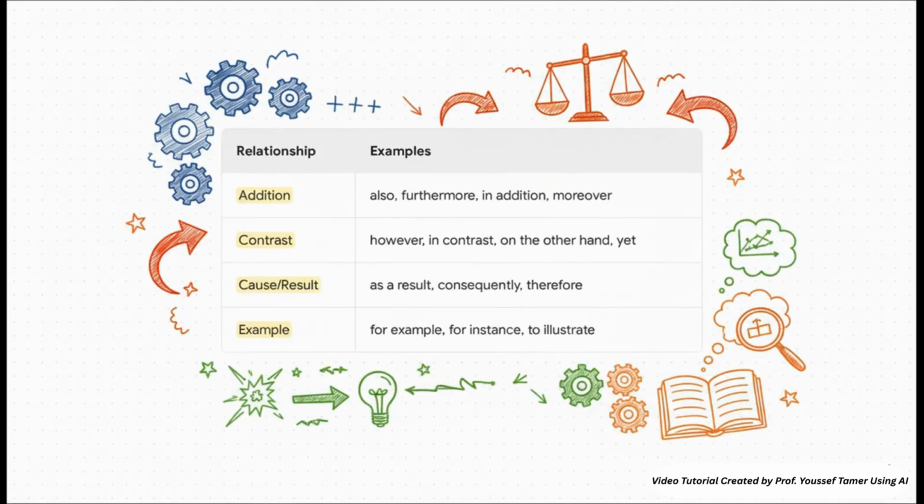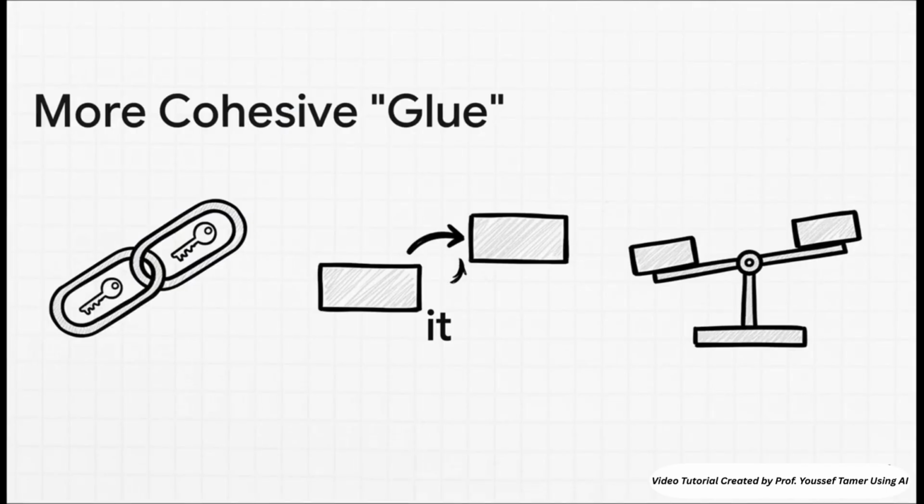And here's a quick look at your writer's toolkit. Depending on the relationship you want to show, whether it's addition or contrast or cause and effect, there's a whole set of tools you can use. Knowing which one to pull out is really the key to building those strong connections between your ideas. But hey, cohesion isn't just about transition words. You can also create that glue effect by strategically repeating key terms or using pronouns like it or this to refer back to an idea you just mentioned. Or you can even use parallel sentence structures to signal that two ideas are related and equally important.